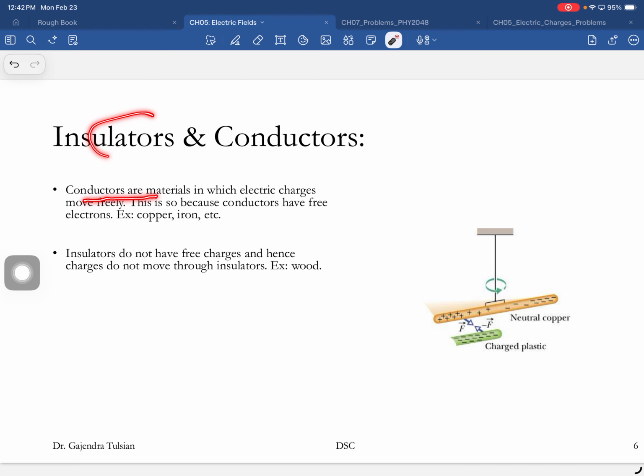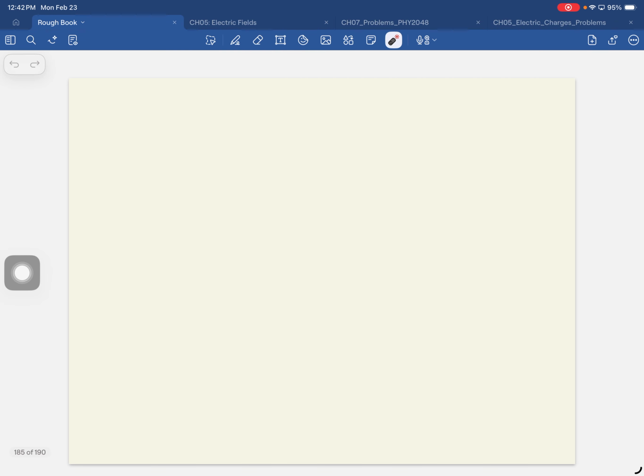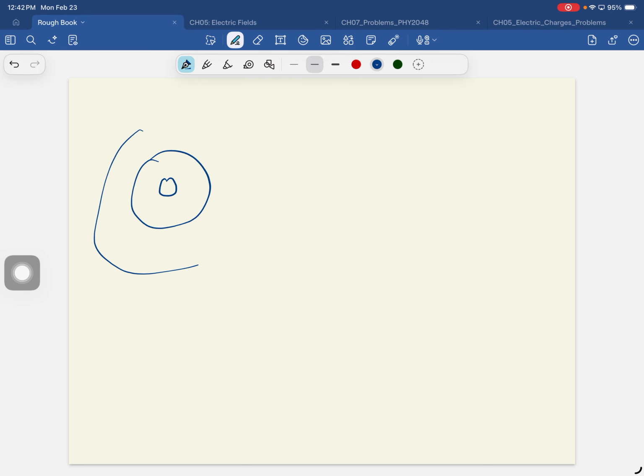We'll talk about insulators, conductors, and semiconductors, and I'll just briefly tell you about them. If you have a single atom, for instance, here's a carbon atom. A carbon atom has 6 protons and 6 neutrons and 6 electrons.